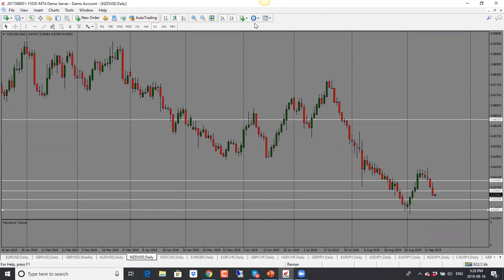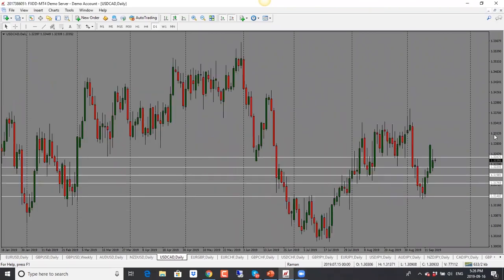We could see a bit of an uptick here just to retest this previous support resistance level at 0.6360 or 50, and then I will look for a drop here. So bias is bearish for New Zealand dollar. First target is 0.6320 and then 0.6280. So bearish bias for New Zealand dollar.